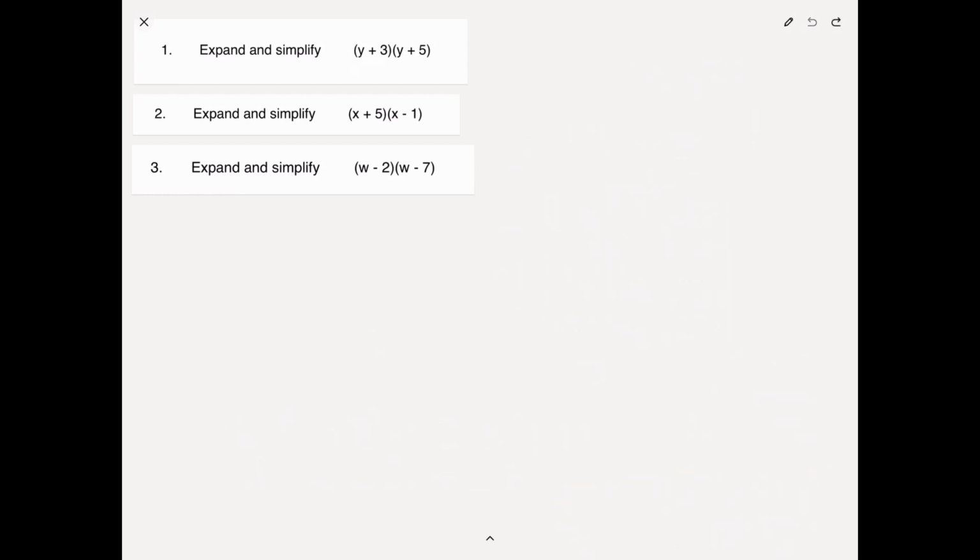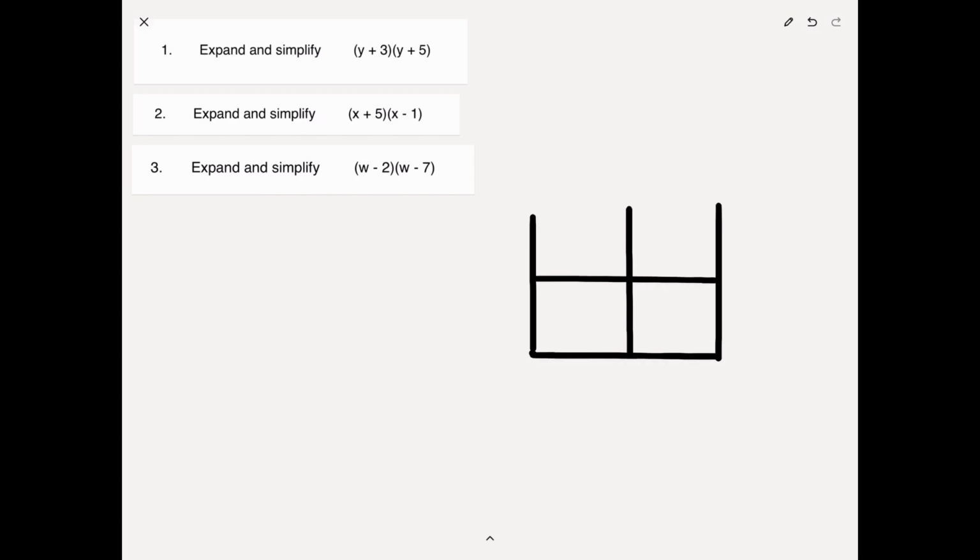Right, in the second example, expand and simplify x plus 5 times x minus 1. Now, the x is like times signs there, but hopefully when you do yours, they'll be curved rather than straight. Again then, we're still going to draw out a 2 by 2 grid. And we're going to use that then to multiply x plus 5. Again, I can put x plus 5 on top or down the side, doesn't matter too much. Won't change the answer, and we're timesing those together.